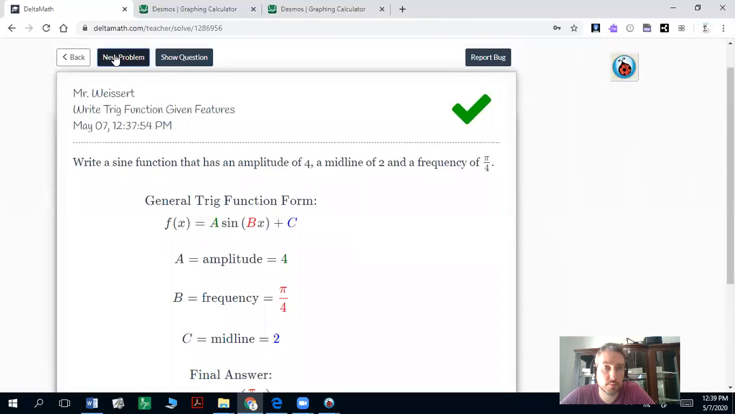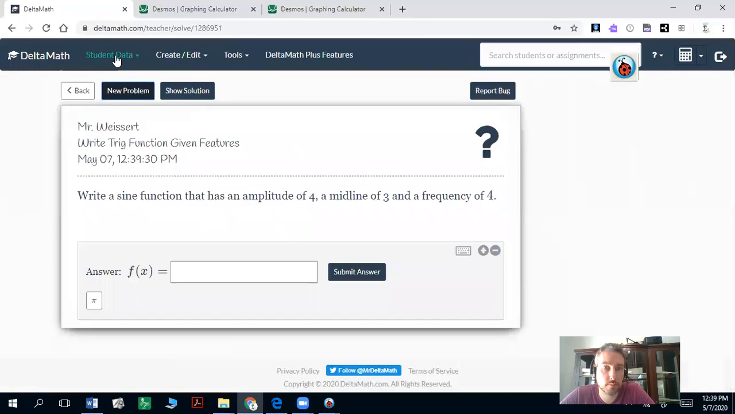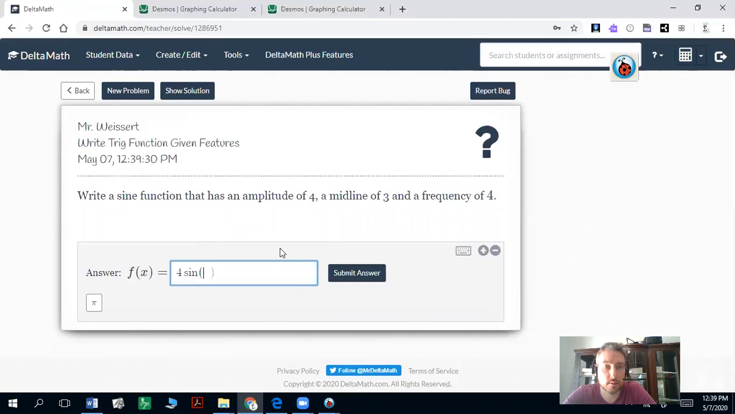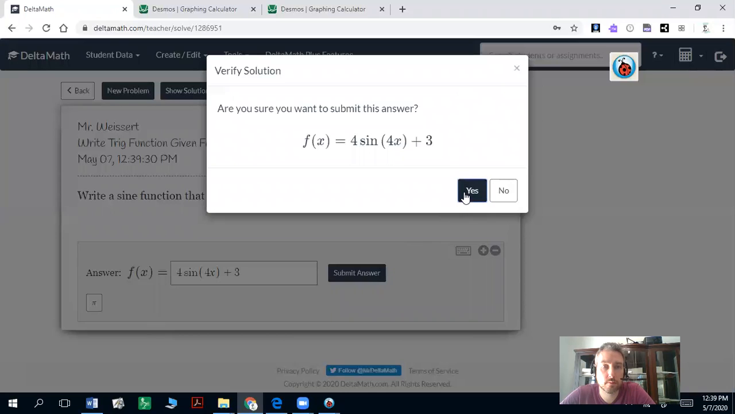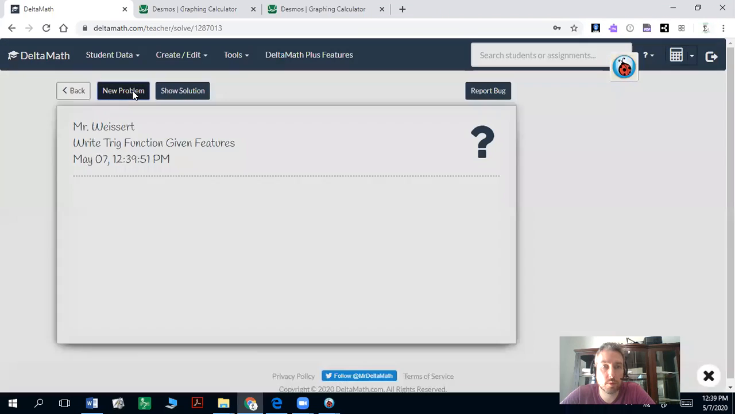And let's do another one. Okay, sine function, amplitude of 4, so 4 sin, frequency of 4, 4x, midline of 3, plus 3. Submit answer. New problem.